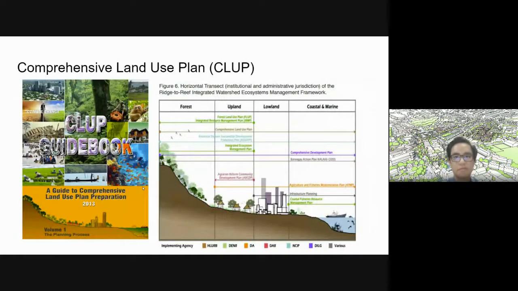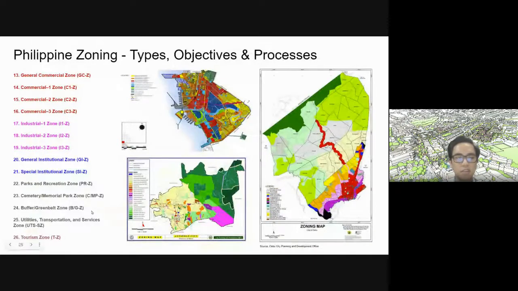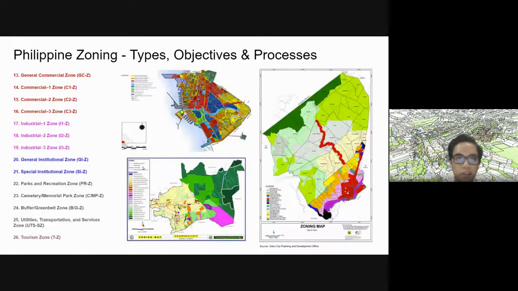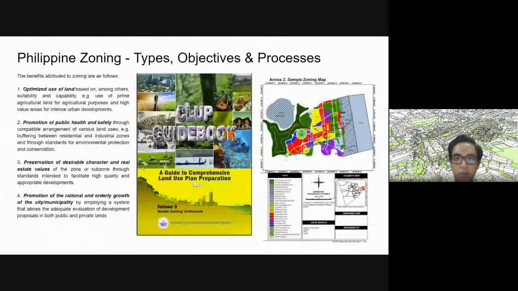Okay. So these are the different types. There are 26 zoning types. The objective is to optimize land use, and the processes are handled at the city and municipal level. So each city or municipality will have their own committee, and you can see this process in volume 1 of the CLUP guidebook. So there are several volumes. So I think there is 4.